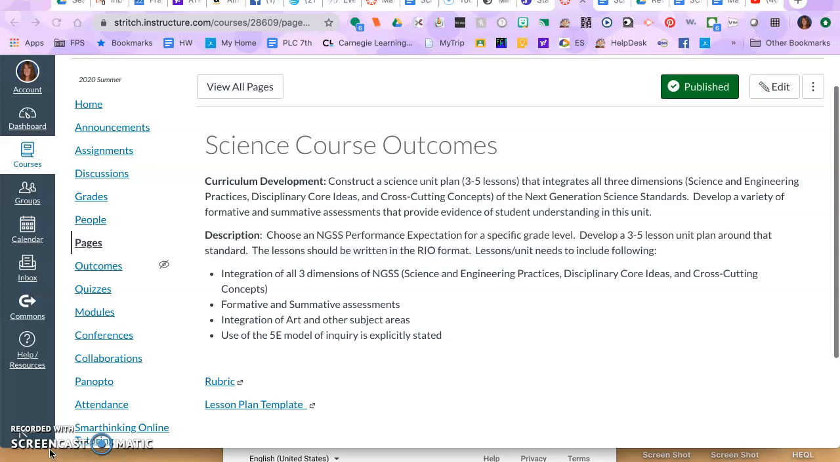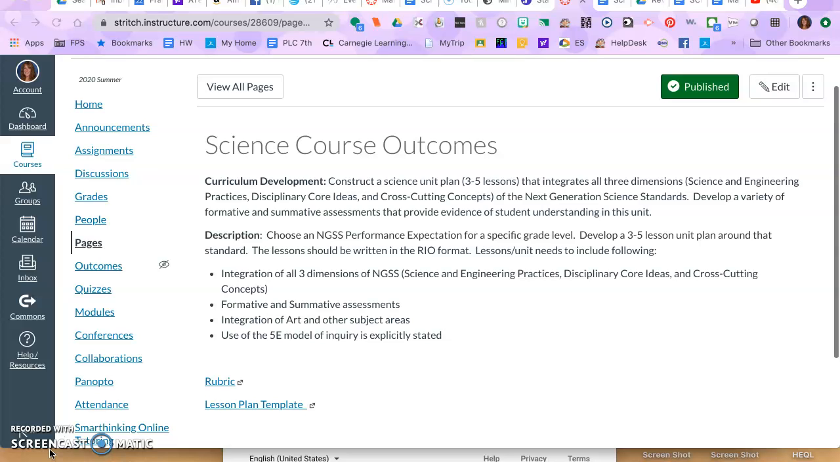Which is very similar to Wisconsin standards that were recently adopted. In your unit plan, you will need to incorporate the 3 different parts of the NGSS. And again, we'll go over what those are, but the science and engineering practices, which are like the skills, the disciplinary core ideas, which is like the content, and then the cross-cutting concepts, which is really like the big ideas, kind of the themes. Also, in your lesson plans, you will need to have appropriate formative and summative assessments.